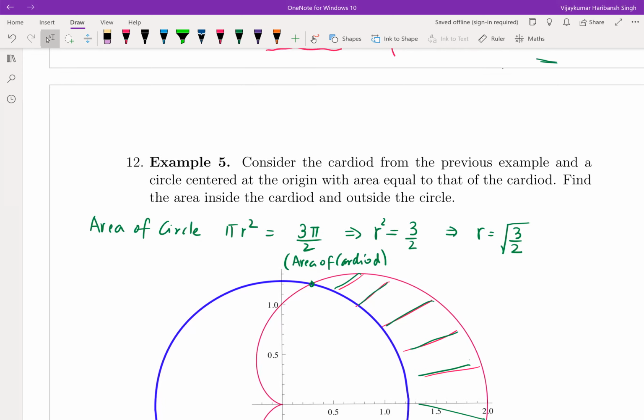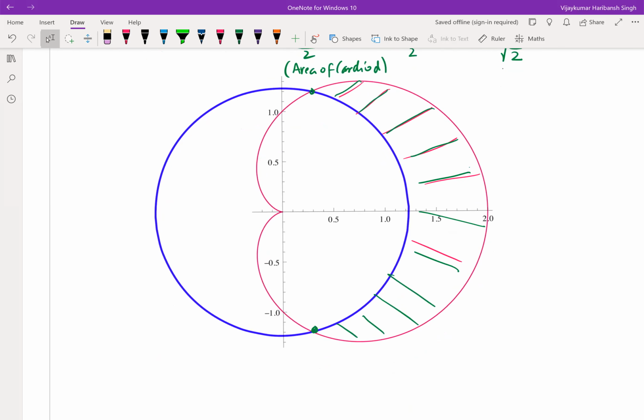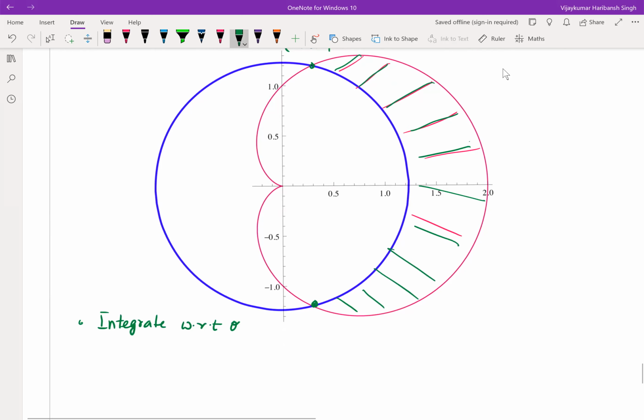So again, what are we doing here? Let's write down the steps. Step 1: we are going to integrate with respect to theta. Then we find the intersection points of the circle and the cardioid.